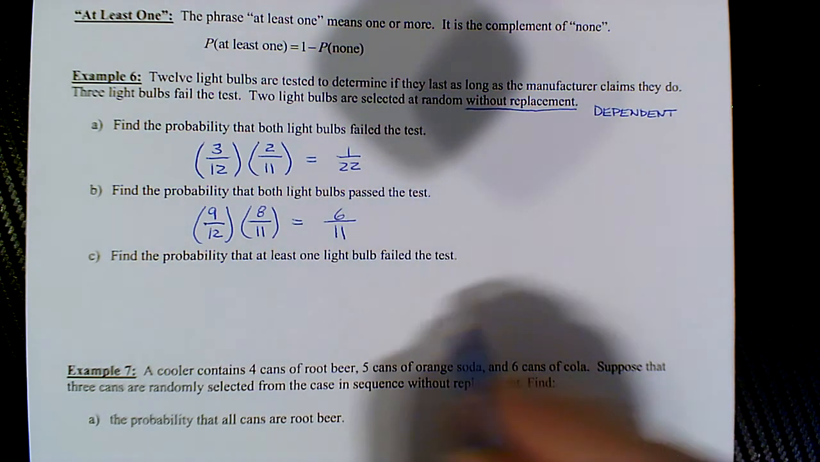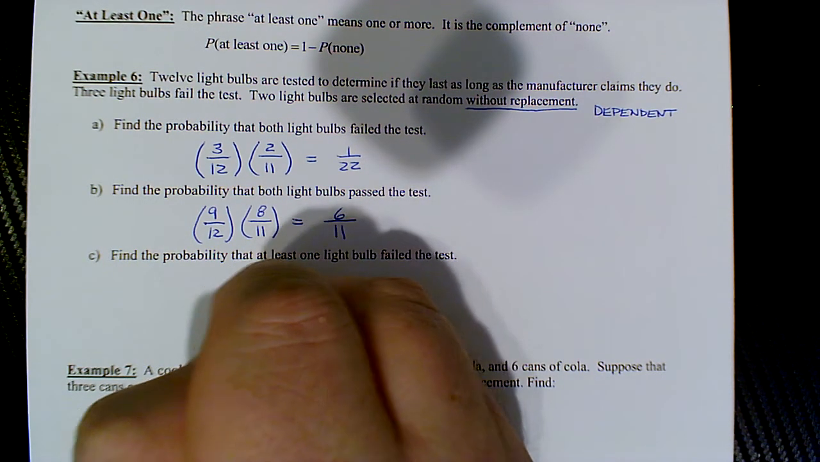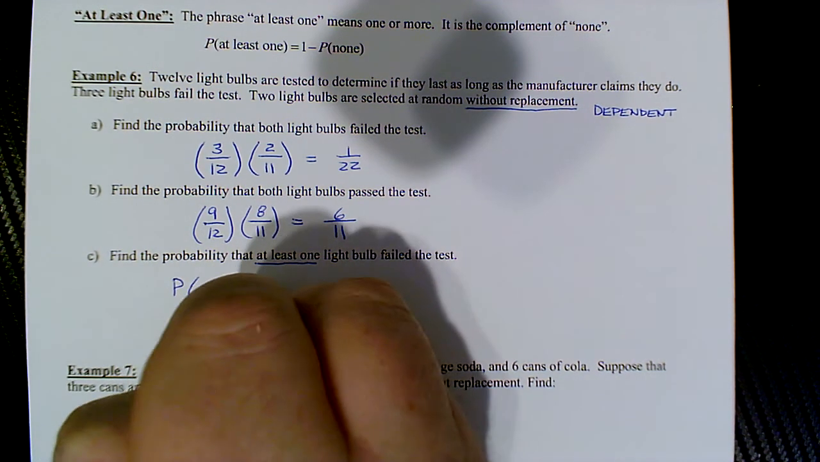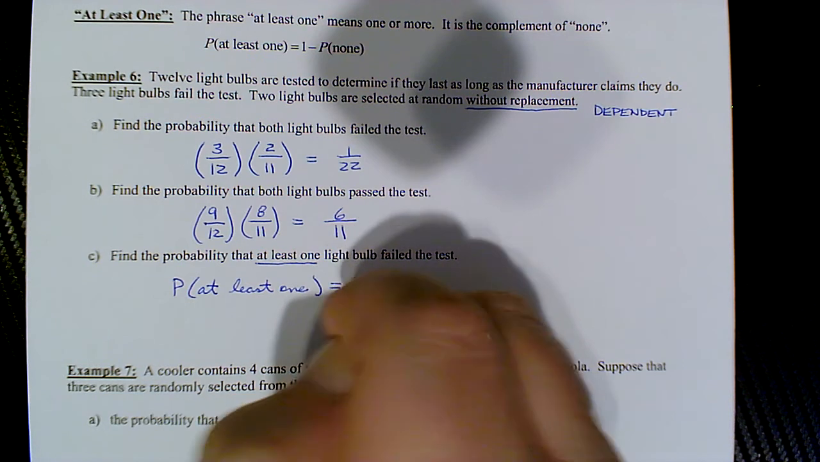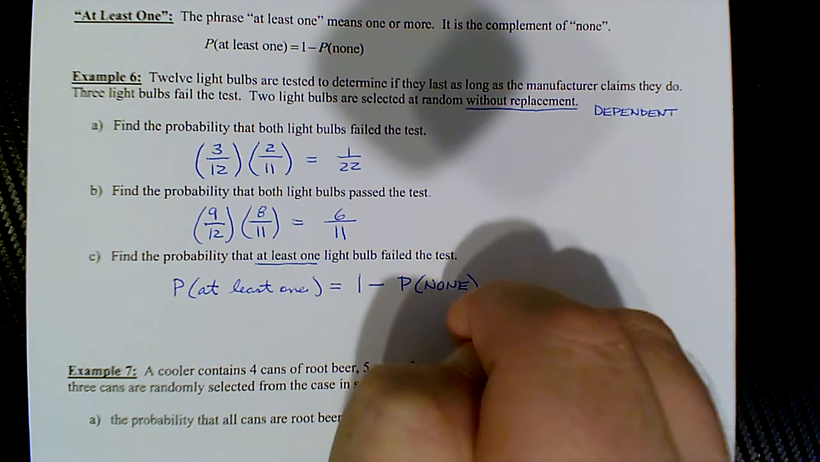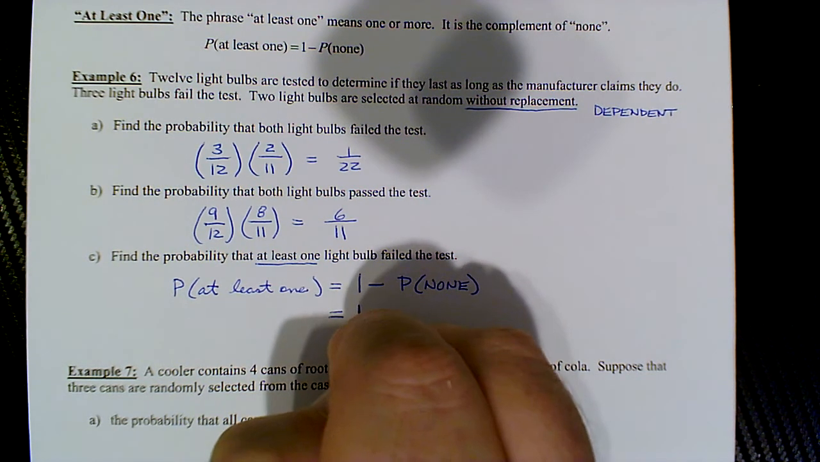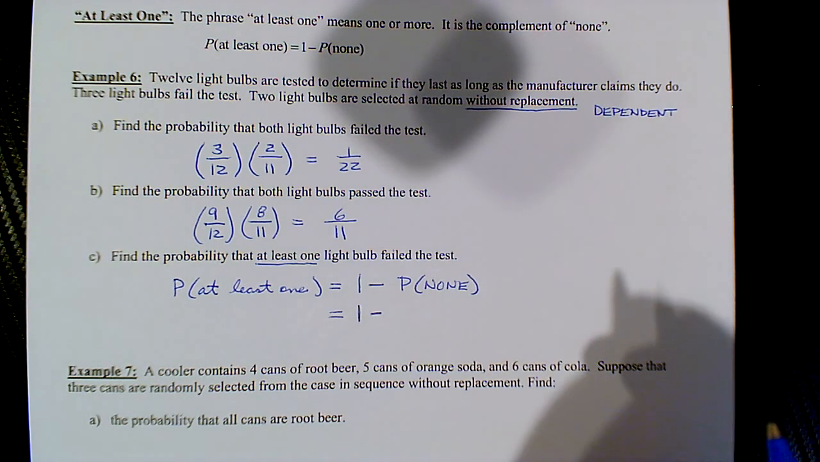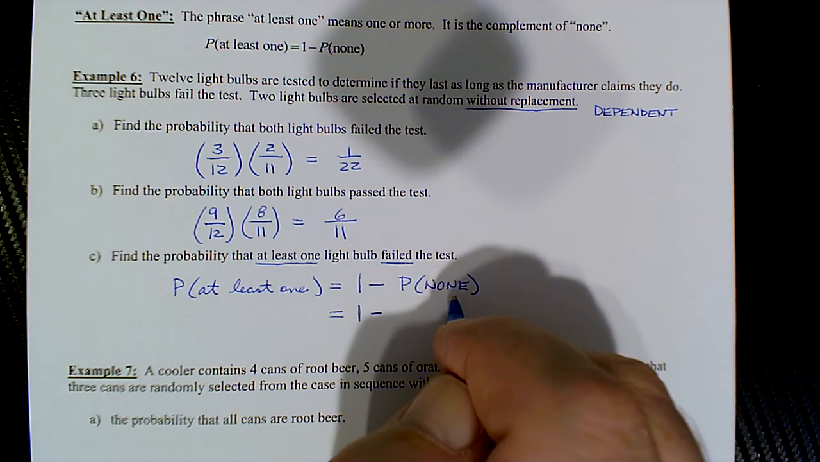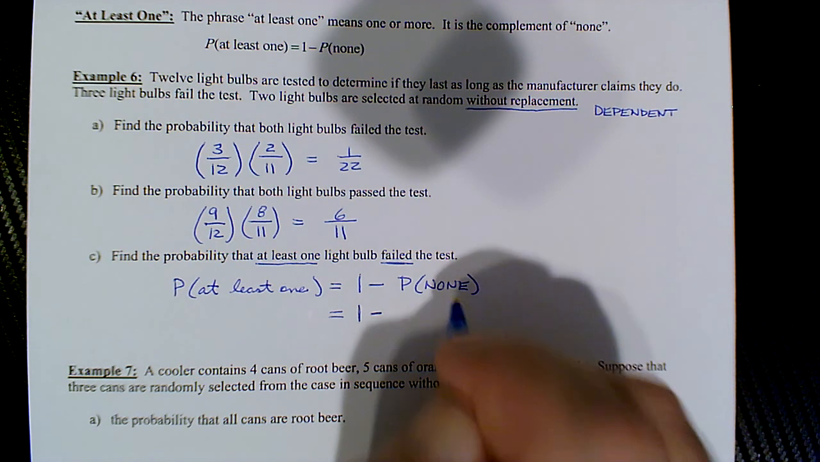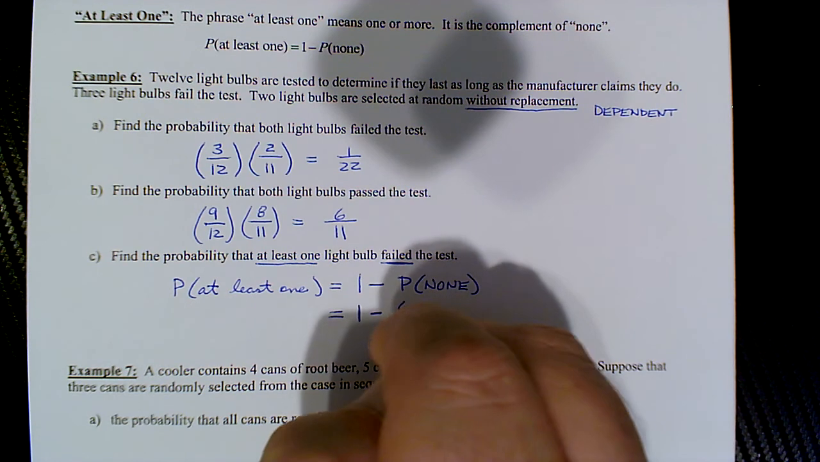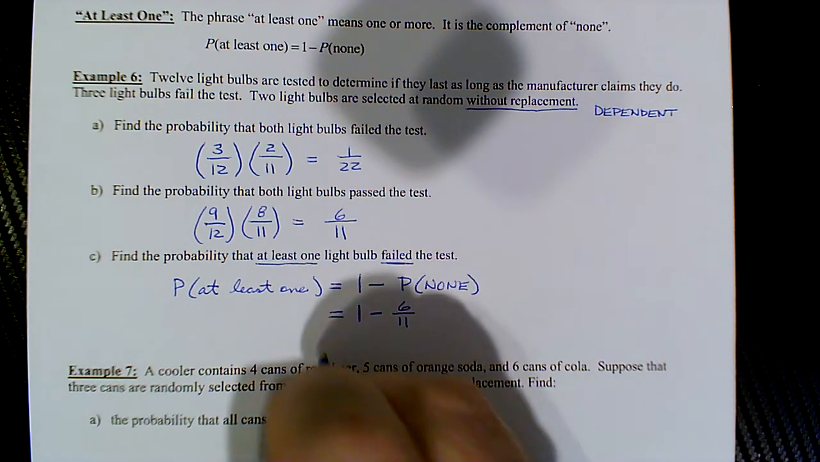And then we have probability of at least 1. So the probability of at least 1, that's 1 minus the probability of none. And the probability of none, so probability at least 1 failed is the probability that none fail, and the probability that none of them fail is the probability that both of them passed. So 1 minus 6 over 11, or 5/11ths.